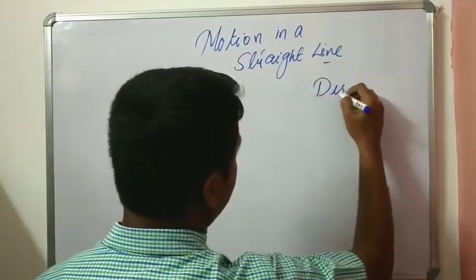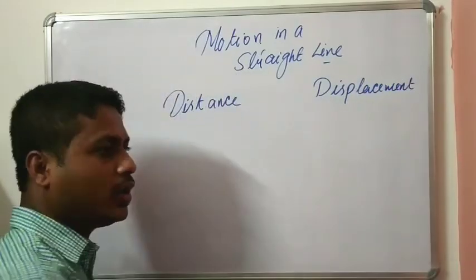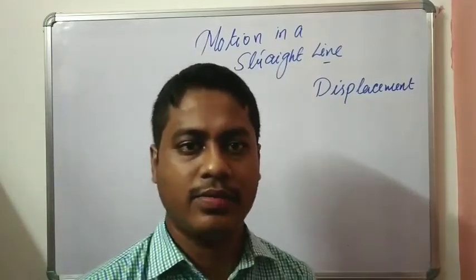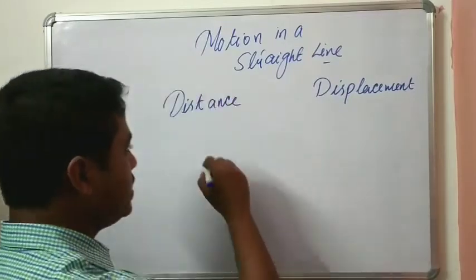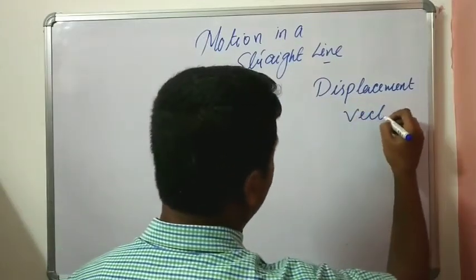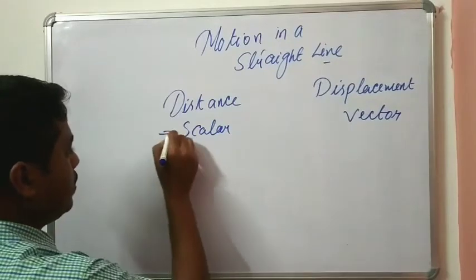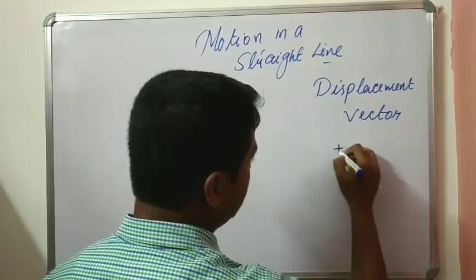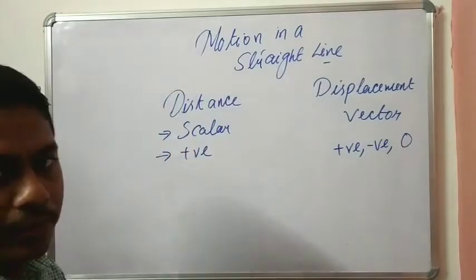Now the first thing that we are going to discuss is distance and displacement. I think most of you remember this distance and displacement from class 9. The first difference is that distance is a scalar quantity and displacement is a vector quantity. Distance can only be positive, while displacement can be positive, negative, and also zero.